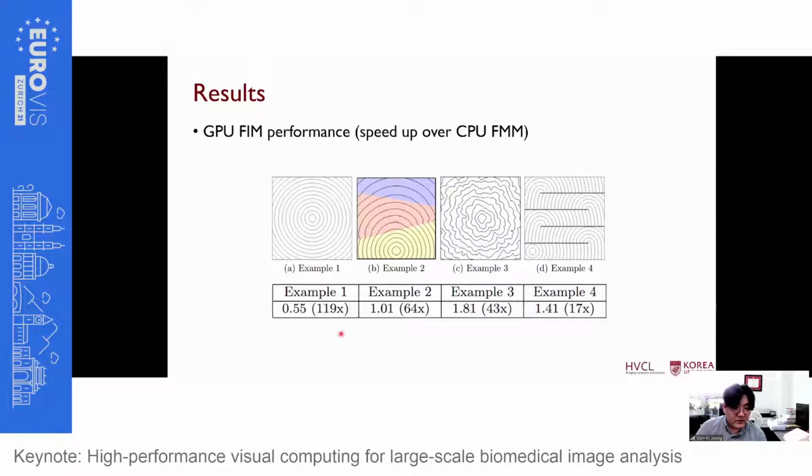So let me show you some examples here. This is showing you a GPU performance. This FIM algorithm is compared with the single CPU fast marching method, which is the worst case optimal algorithm, a Dijkstra-based algorithm. Depending on the input speed, sometimes we can get more than 100 times speed up. If the input speed is really complicated like this, then maybe we have less speed up, but still it's quite a bit compared to the CPU.